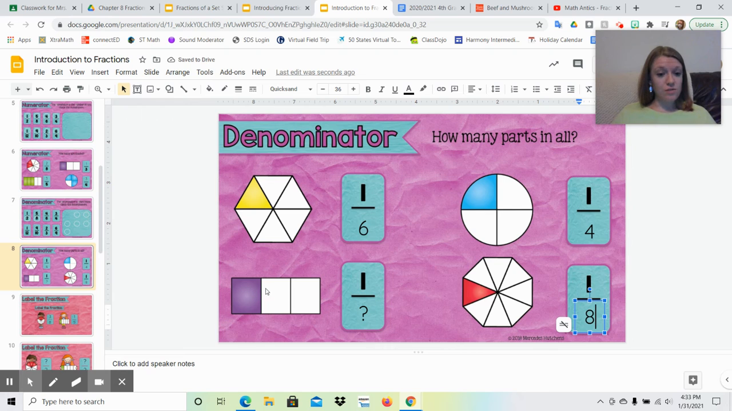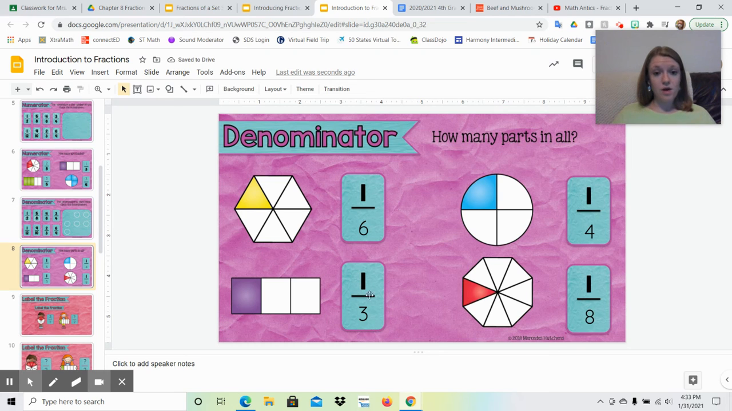And then here, there's 3 total spaces in our rectangle. 1 is shaded, so that is 1/3. 1/6 of this shape is shaded. 1/4 of the circle is shaded, and 1/8 of the octagon is shaded.